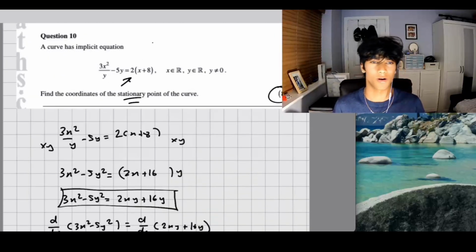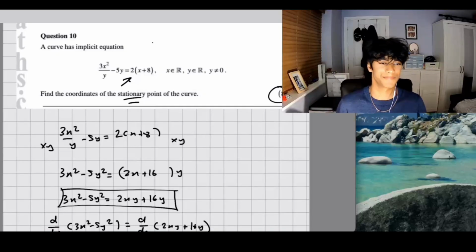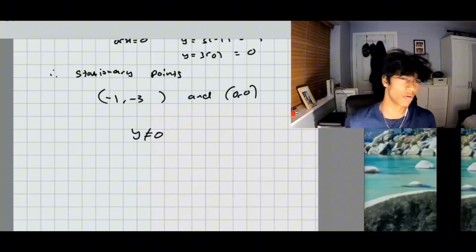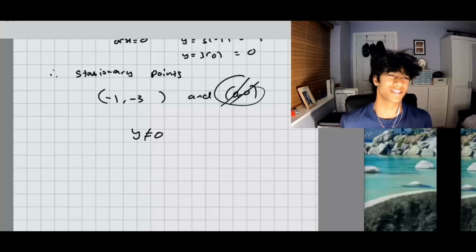So, yeah, this was fun. One thing that I missed out was that y can't equal 0. In the question, it clearly stated y cannot equal 0. So, essentially, this stationary point is invalid, and now we're done.